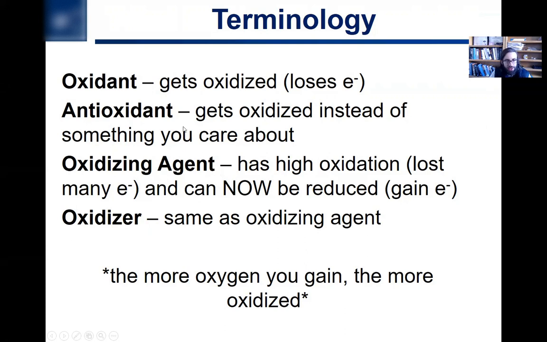Antioxidant, that's something else that you probably have heard of. This is something that gets oxidized instead of something that you care about. So, why is vitamin C so good for you? Or why are these other antioxidants so good for you? It's because they're getting oxidized instead of your DNA getting oxidized, which can be bad, or other parts of your cellular structure that are important.